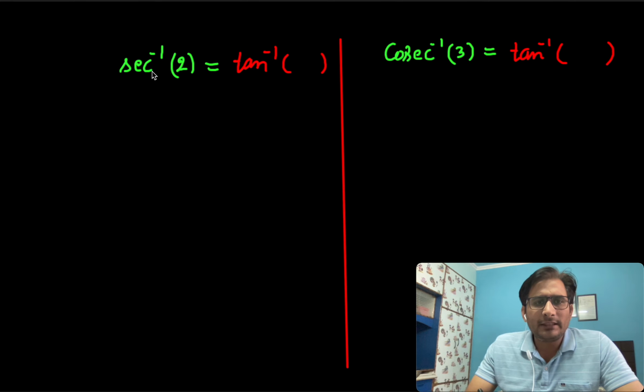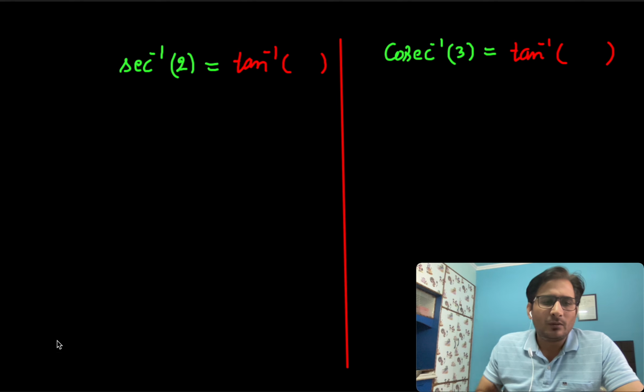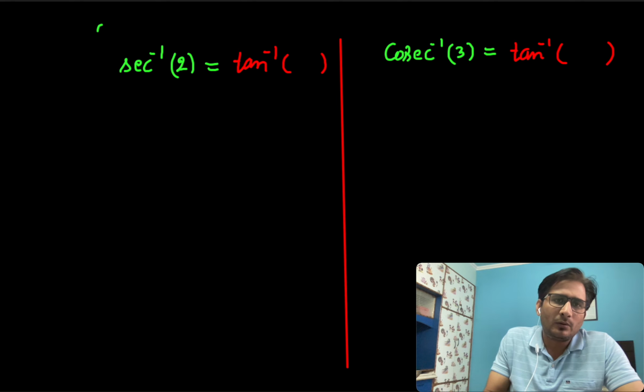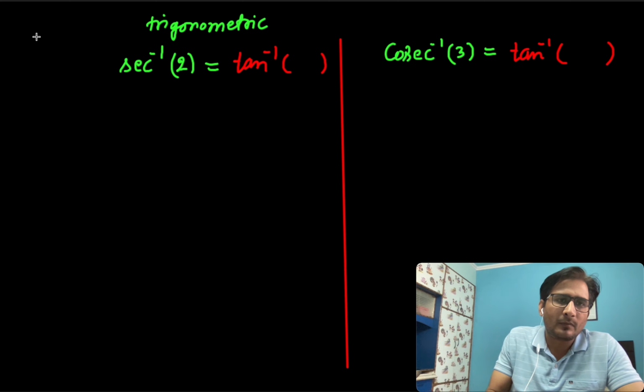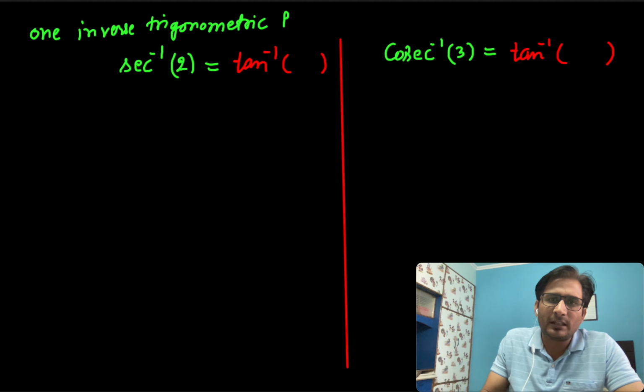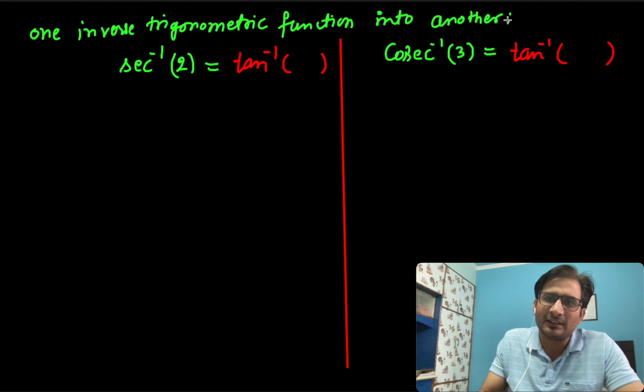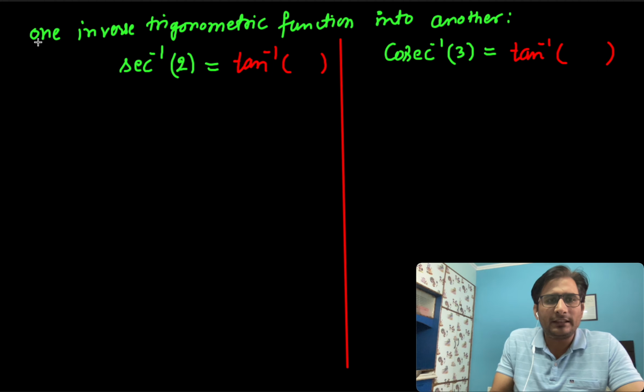Here we need to change sec inverse 2 into the form of tan inverse. We need to change one inverse trigonometric function into another inverse trigonometric function. So we can say that this is the heading for this: changing into another. So how to change it?